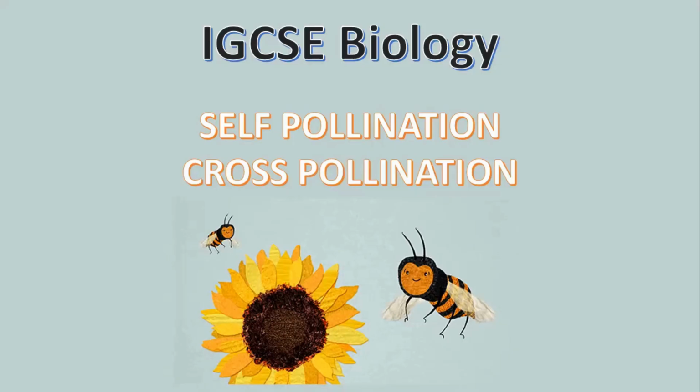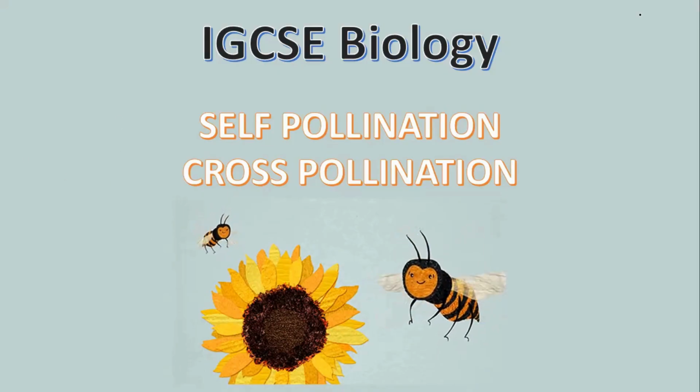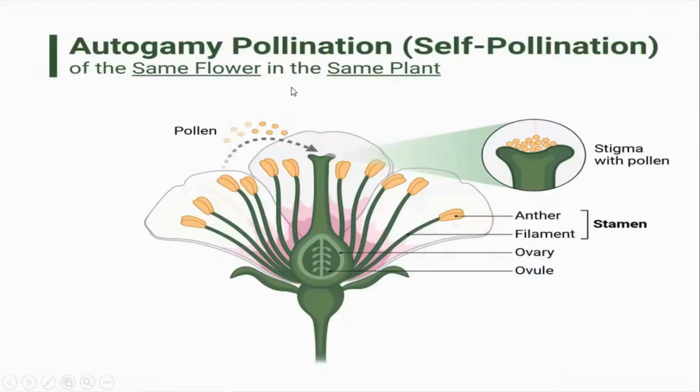Back with another interesting topic for IGCSE. This time we have taken a topic which is very interesting, and it is self-pollination and cross-pollination. This is from the topic plant reproduction.